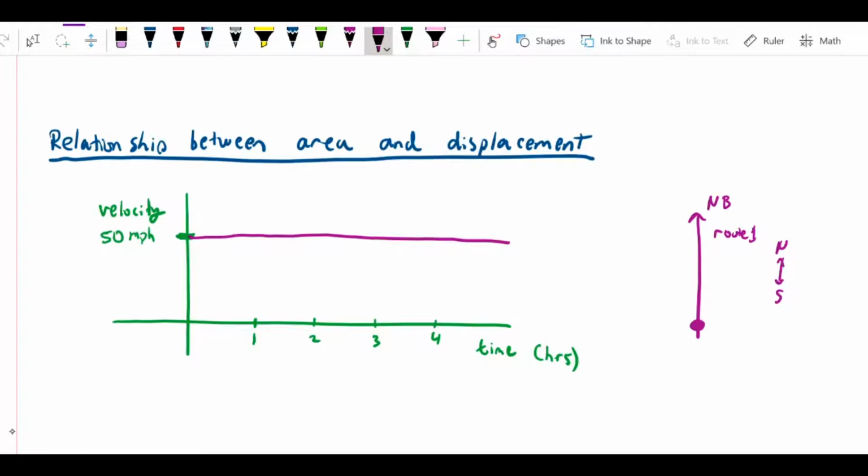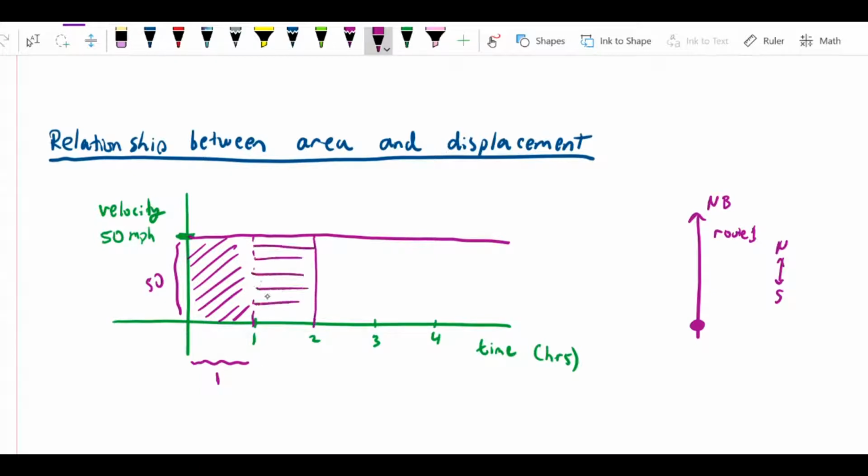So the thing to note is that for every hour that you travel, you go 50 miles. Let's suppose that I've gone 1 hour. Then the total distance that I've traveled is the area of this rectangle, because 1 hour has a width of 1 and a height of 50. If I travel for 2 hours, then the total distance is the sum of these two rectangles, or I could just call it one big rectangle. The point is that it's the area under the velocity curve that gives me the distance that I've traveled.